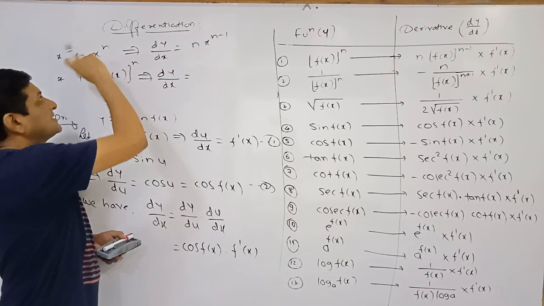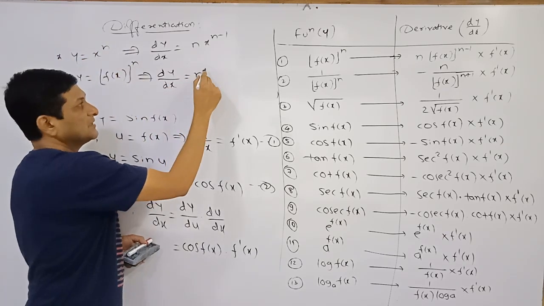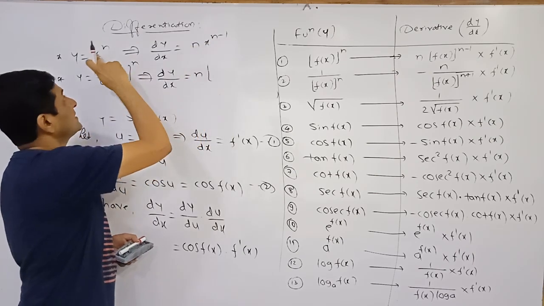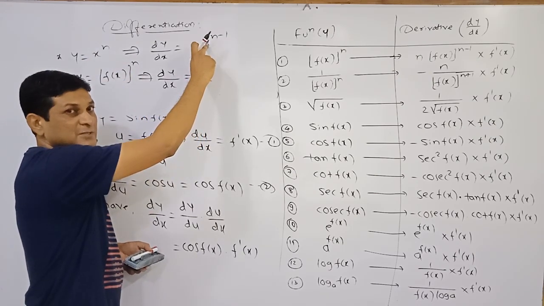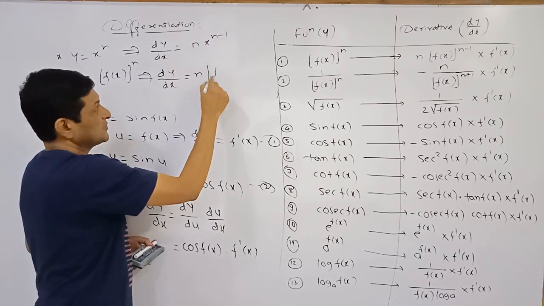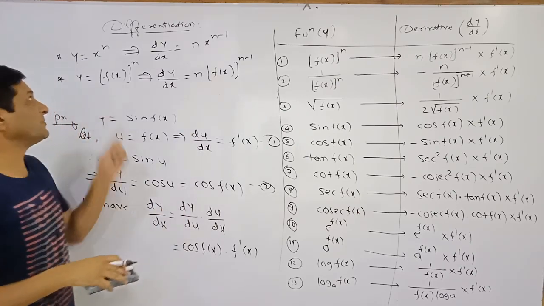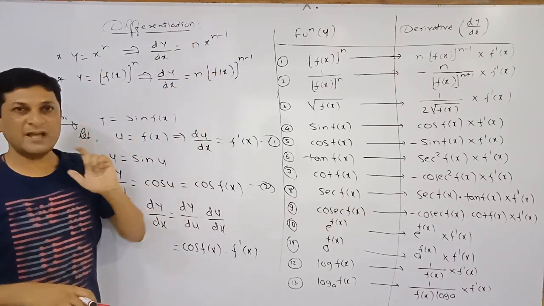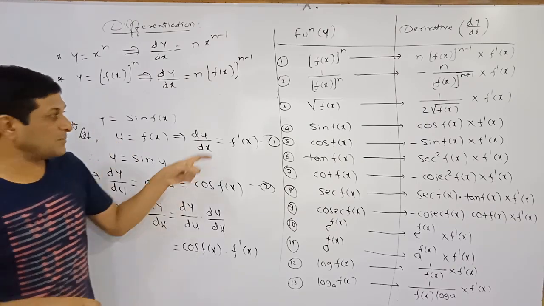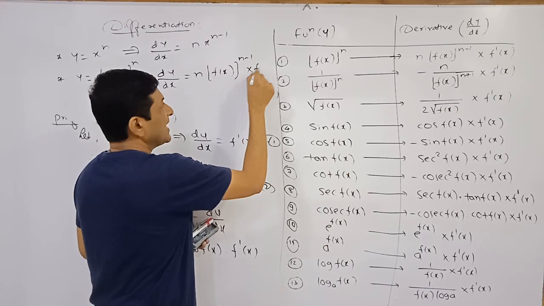First take this power as a coefficient. So here also we are taking the power of f of x as a coefficient. Then instead of x, here f of x is there, so on this side also replace x by f of x. So f of x raised to power n minus 1. But lastly we are multiplying by f dash of x. So into f dash of x.